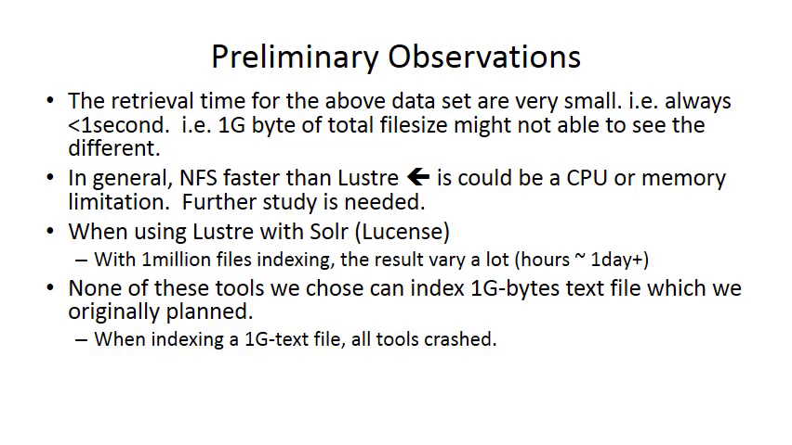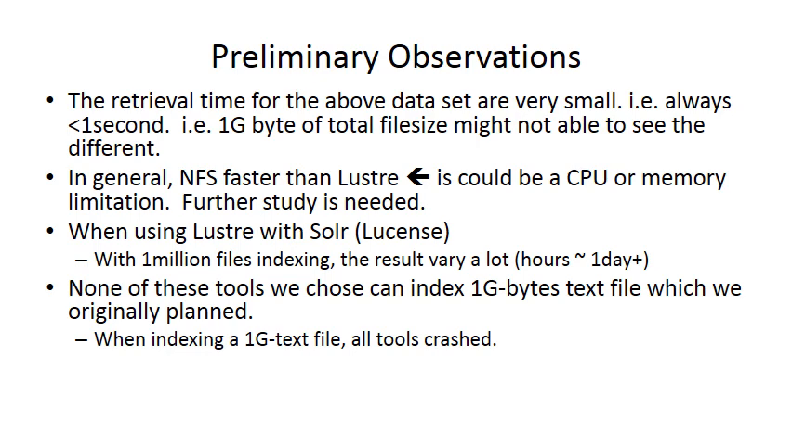So in a preliminary observation, number one, the retrieval on our data set is not good enough to tell the difference for each retrieval, so we probably need a bigger file set to index. In general, in our case, NFS is faster than Lustre, which could be due to CPU and memory limitations. We're going to do further study on that. And when using Lustre with Solr and Lucene, there's a lot of variation in the indexing. Sometimes it takes a few hours, sometimes a whole day. Again, we need to look into that.